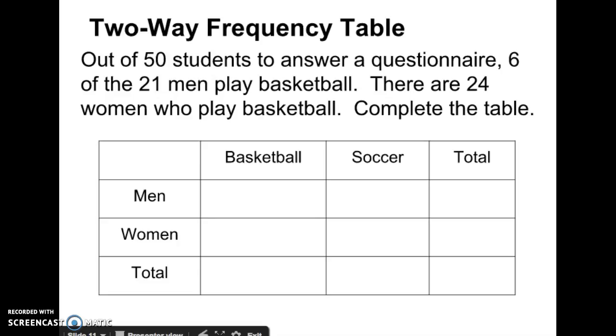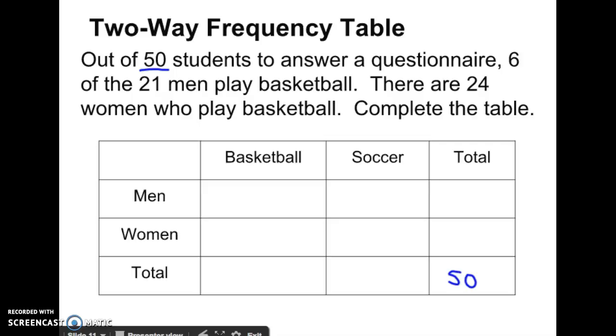All right, if you read through this, it says out of 50 students to answer a questionnaire, 6 of the 21 men play basketball. There are 24 women who play basketball, and complete the table. So here's what I know then. Okay, I know there are 50 total people involved in this questionnaire. So see where it has total and total, where they both line up and cross each other? I know there's going to be 50 people total that answer this questionnaire.